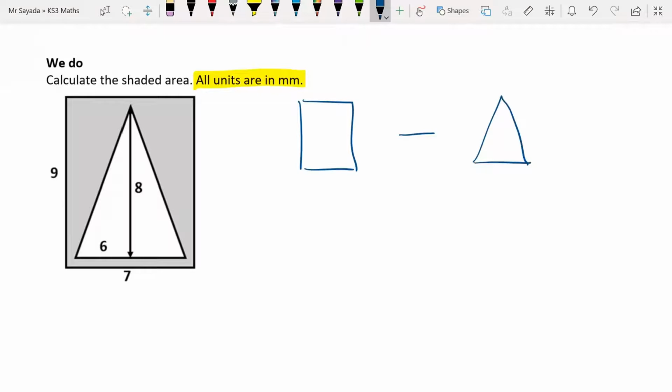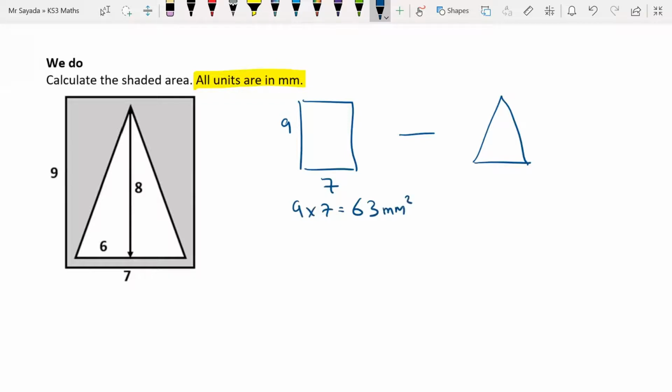What's the area of the rectangle here? It's got a base of 7, a height of 9. Say your answer to the video now. The area of the rectangle is 9 times 7, which is 63 millimeters squared.